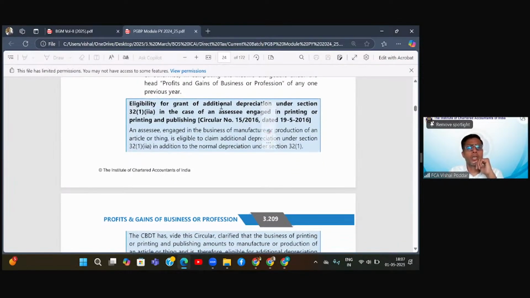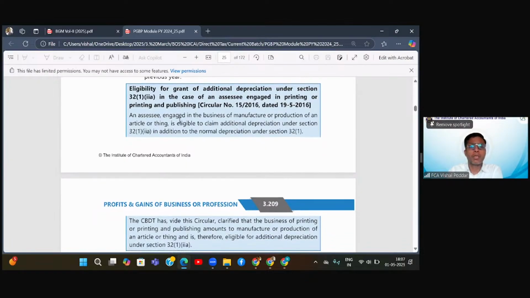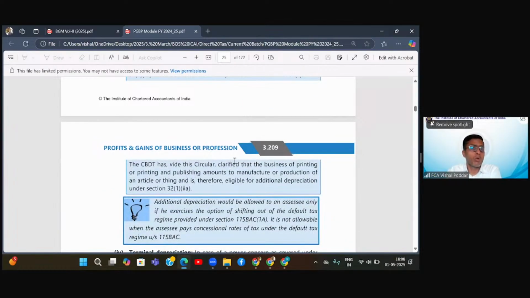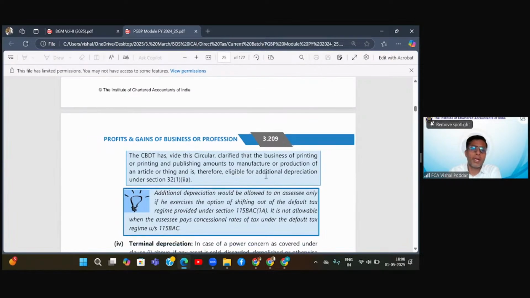Then a question had arisen whether additional depreciation can be allowed to those assessees engaged in the business of printing or printing and publishing, because the query is that can it be said that a printer is a person engaged in manufacturing, because additional depreciation is allowed only to manufacturers. So what is clarified? The business of printing or printing and publishing leads to manufacturing, and hence they are eligible for additional depreciation.